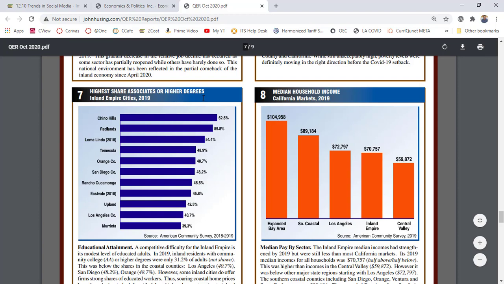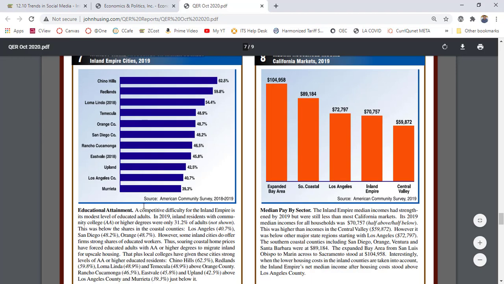Highest share associates or higher degree. So Chino Hills has 62% of its population having either an AA or a bachelor's or more, right? And then you go all the way down, right? So LA County's at 40%, Rancho's at 46%. You get the idea. What I want to show you is this right here.